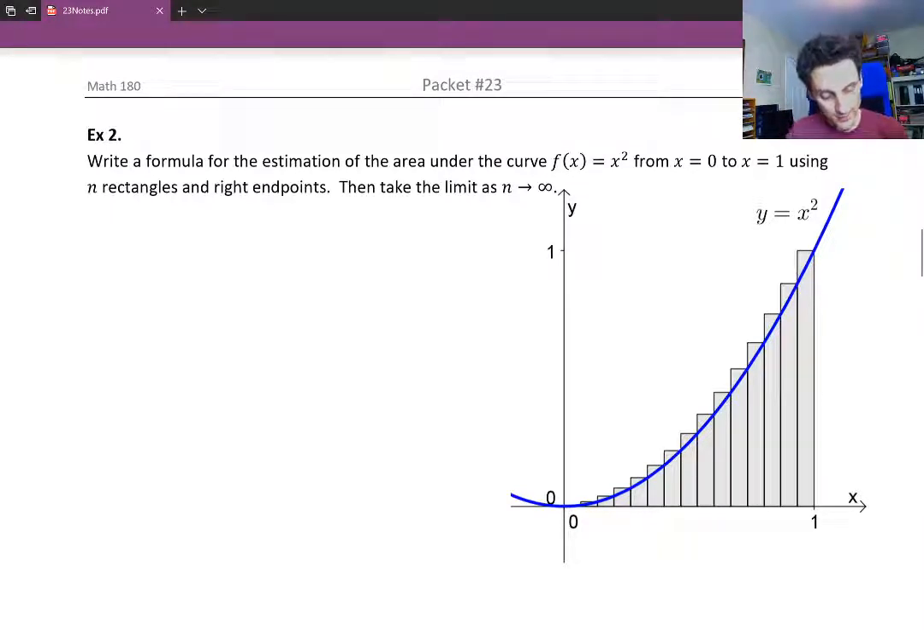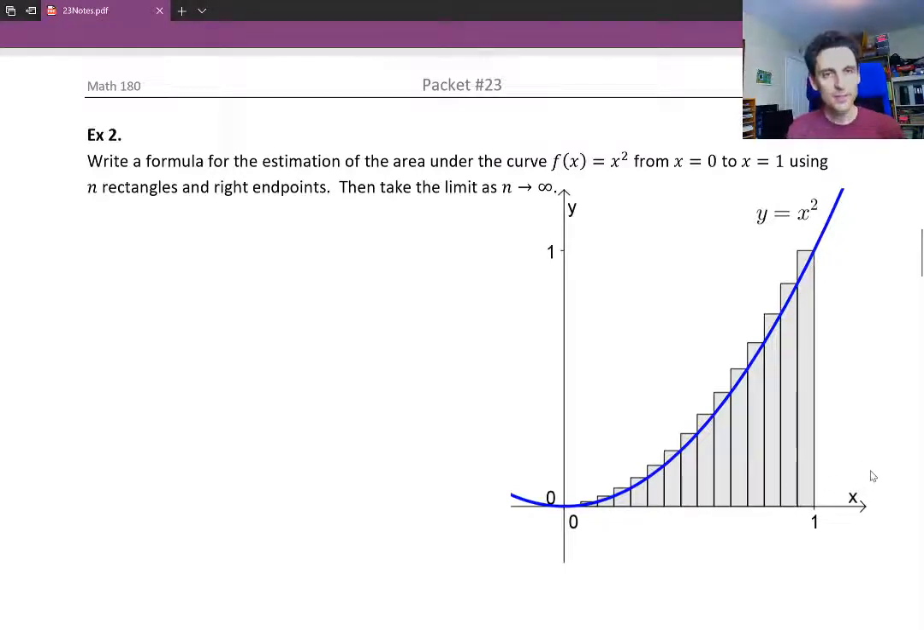You can see in the picture that we have exactly what we were looking at in packet 22, so this x squared curve from x equals 0 to x equals 1. But now our interval is chopped up into a bunch of subintervals. Now we can't really draw exactly what n rectangles looks like because we don't know how many n is. We're just drawing a bunch of rectangles just to represent that we're chopping this up into a bunch of subintervals. So we have a certain number of rectangles, and we're using the right endpoint. So notice on each of these subintervals, we're using the right x value to plug into the function to get the height of the rectangle.